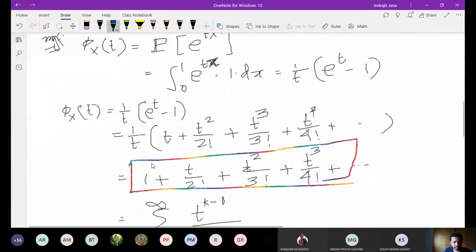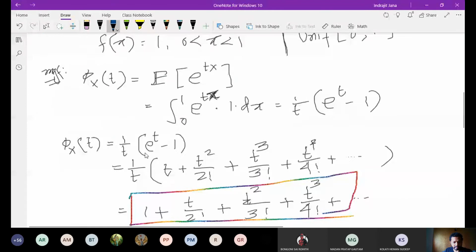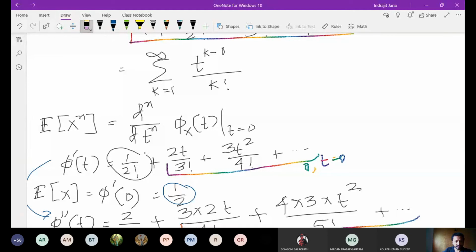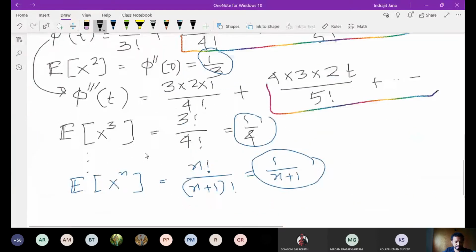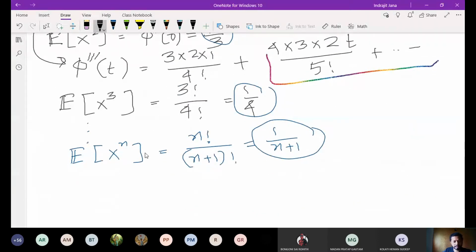So what we did here, we computed the MGF, which is this one in this rainbow color, and then we kept differentiating this and evaluating at t equal to 0 to get the moments. So is this problem clear up to now? Then I will move to the second part of the problem.